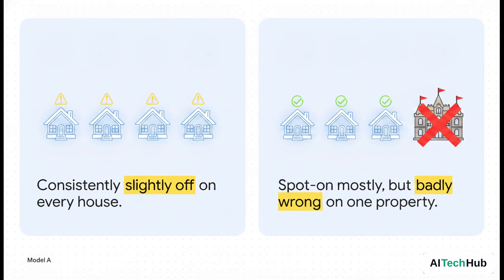Model A is consistently just a little bit off on every single house it looks at. It's never wildly wrong, just slightly imprecise across the board. Then we have Model B. Model B is spot on, practically perfectly predicting almost every standard house, but it gets badly, wildly wrong on one unusual, highly expensive property. Let's see how our metrics handle this showdown.